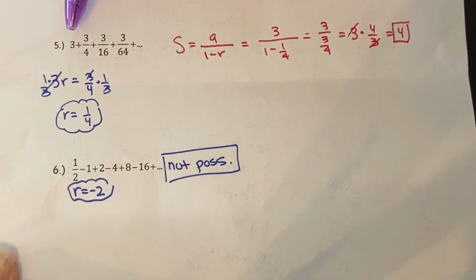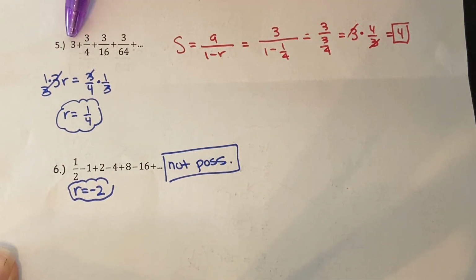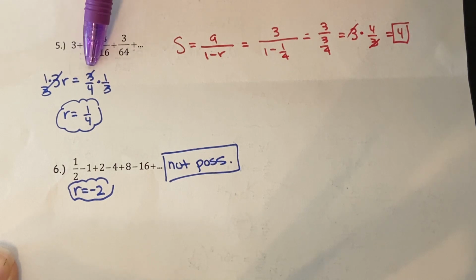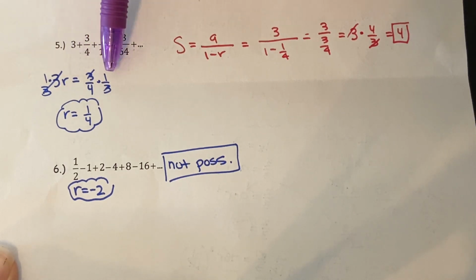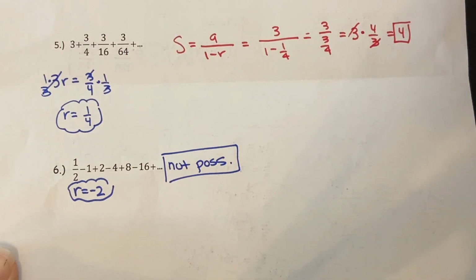Looking at number 5, I go from 3 to 3/4 to 3/16. If I didn't know what my r is, then I can say that my first number 3 times r has to get to my second number 3/4. So if 3r is equal to 3/4, then if I multiply both sides by 1/3, I can see that my r is going to be 1/4.